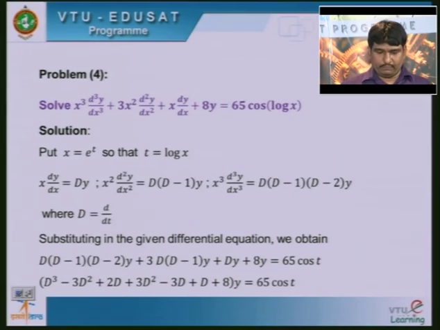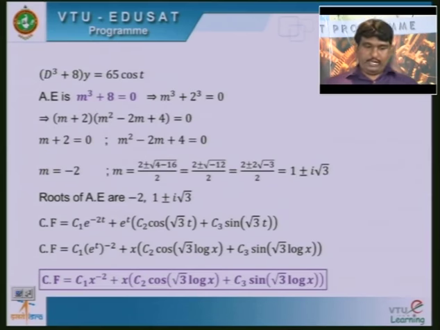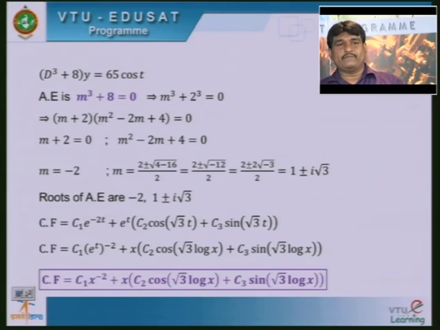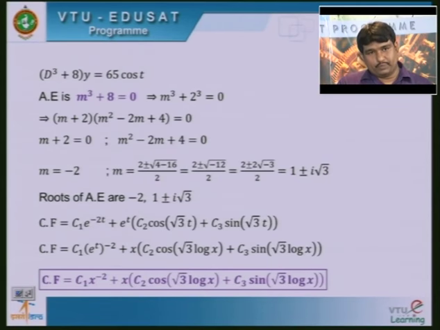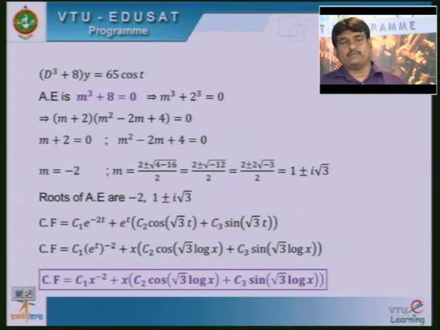Substitute in the given differential equation. We get D cube plus 8 of y equals 65 cos t, which is a linear differential equation with constant coefficients whose auxiliary equation is m cube plus 8 equals 0. Next, you can write 8 as 2 cube, m cube plus 2 cube equals 0. Next step, a cube plus b cube formula, which is m plus 2 into m square minus 2m plus 4 equals 0. You solve this using usual techniques. You will get roots as minus 2, 1 plus or minus i root 3. So again one real root which is minus 2 and a pair of complex roots.